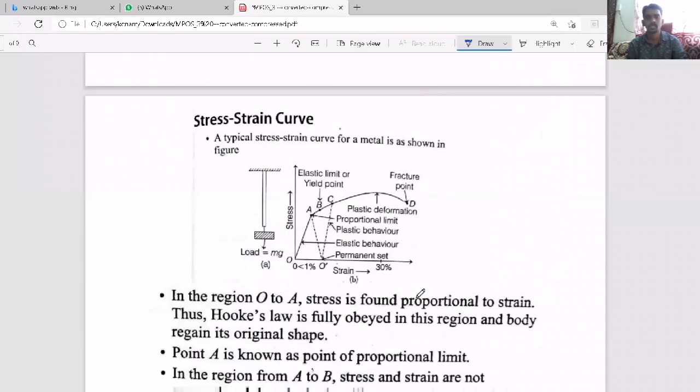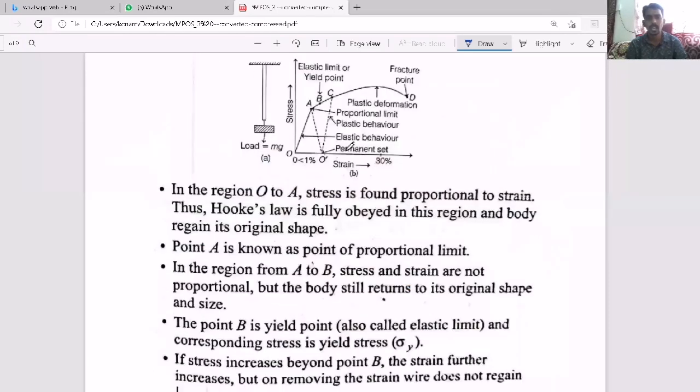Now, here if you see the stress strain curve, I have shown you the graph for one particular material. Everything again we mentioned: what is permanent set, what is elastic region, what is plastic region, what is fracture point, what is elastic limit. And here I represented clearly that from O to A, stress is found proportional to strain. So Hooke's law is obeyed.